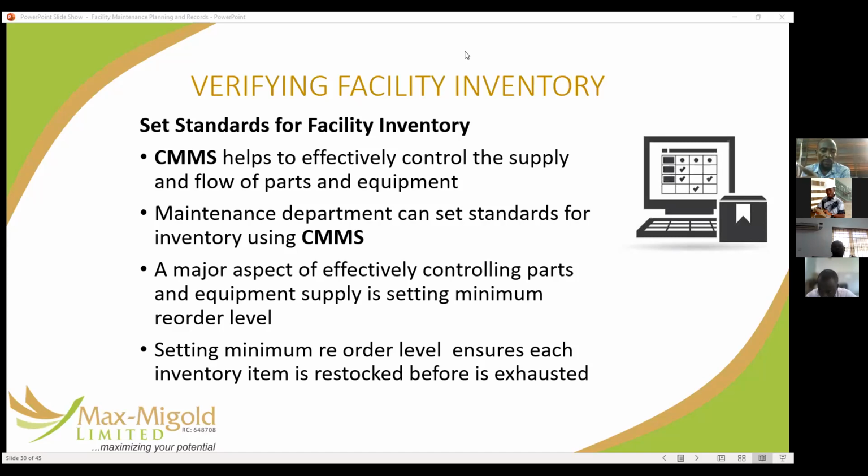Then two, a major aspect is effectively controlling parts and equipment supply at certain minimum record levels. So you don't just tie down capital in the name of keeping inventory. You know which particular part is being consumed regularly, and you know one that is consumed just once in a year. The one consumed once in a year, you only order when the maintenance activity is about to be carried out, so that you don't tie down money. Setting a minimum reorder level ensures each inventory item is restocked before it is exhausted.